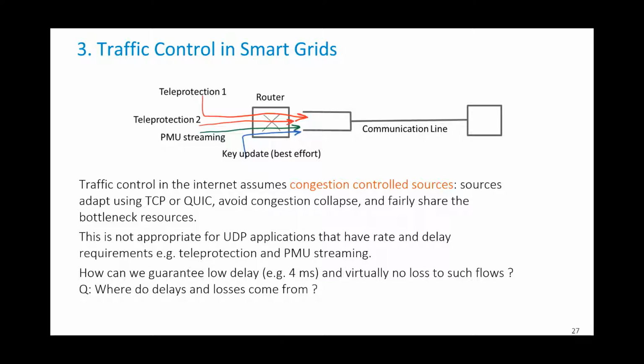For industrial applications, of course, we need more. We need delay guarantees. For example, 4 milliseconds. This is the delay guarantee we need in the smart grid. I would say in the smart grid, this is the most stringent delay constraint we have.